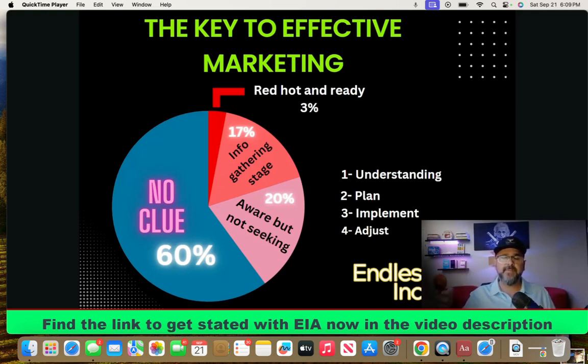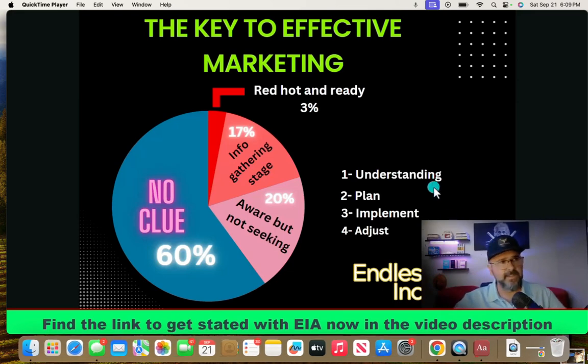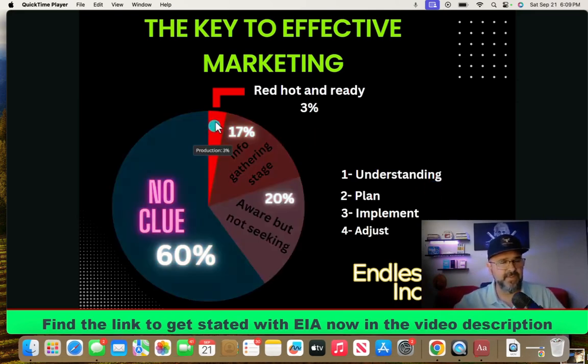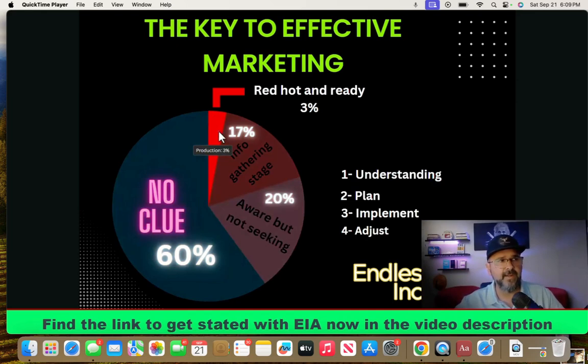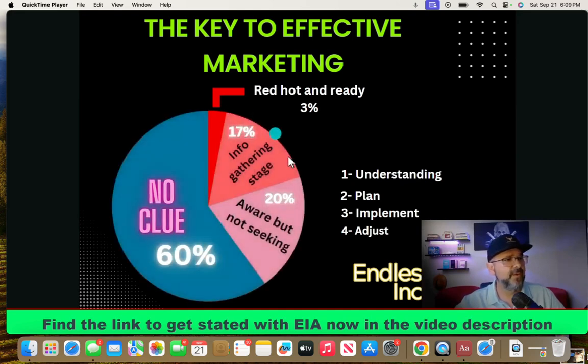Those are definitely people to market to as well. And you see where I'm going with this. This is where the majority of your competition is marketing, right there: that 3% slice. Are you starting to get me? So this 20%, these people are aware, but they're not seeking. It doesn't mean they're not going to do anything. It doesn't mean that with the proper motivation and input they wouldn't take action. It just means they're currently not. The 17% are currently working on a solution. They're gathering.